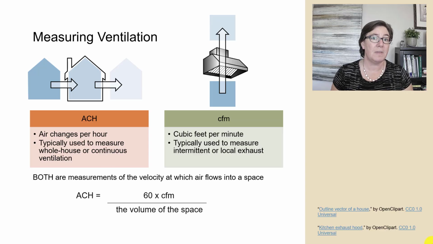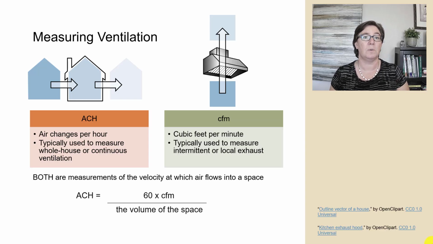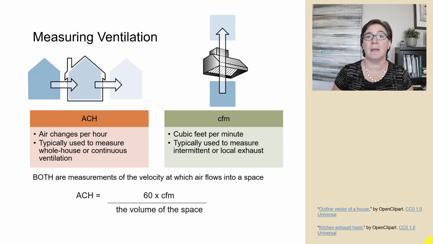So both of these measurements, ACH and CFM, are measuring the velocity of airflow into a space or out of a space, doesn't matter. And they are related. So air changes per hour equals 60, because that's the minute versus hour transformation there, times the CFM divided by the volume of the space.